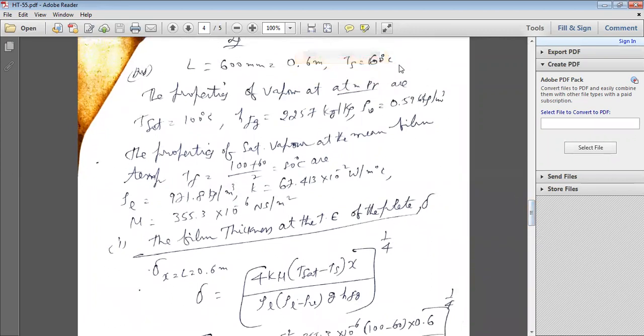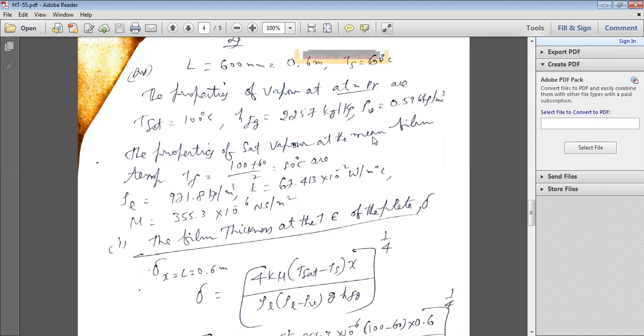Surface temperature Ts is 60 degrees centigrade. The properties of steam vapor at atmospheric pressure: T saturation is 100 degrees centigrade, h_fg is 2257 kilojoules per kg, and the density of vapor is 0.59. This is very small when compared to rho L, 971.8. So rho V is 0.59, and you can neglect it or take it into consideration.